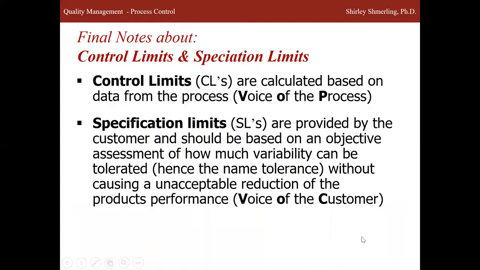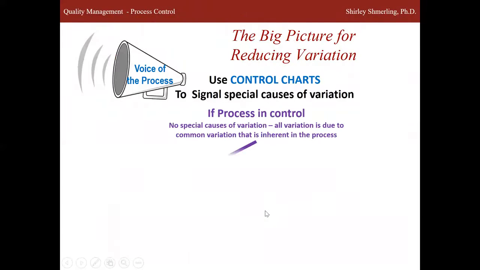So just to recap what we did in this module, we were looking at control limits that are calculated based on the data from the process. That's kind of like the voice of the process. And the specification limits are what the customer wants, taking into account the tolerance that is acceptable. And this is what's called the voice of the customer. We were trying to reduce variation so that we will have a stable process and the customer will know exactly what they're getting and that it will be meeting what they want.